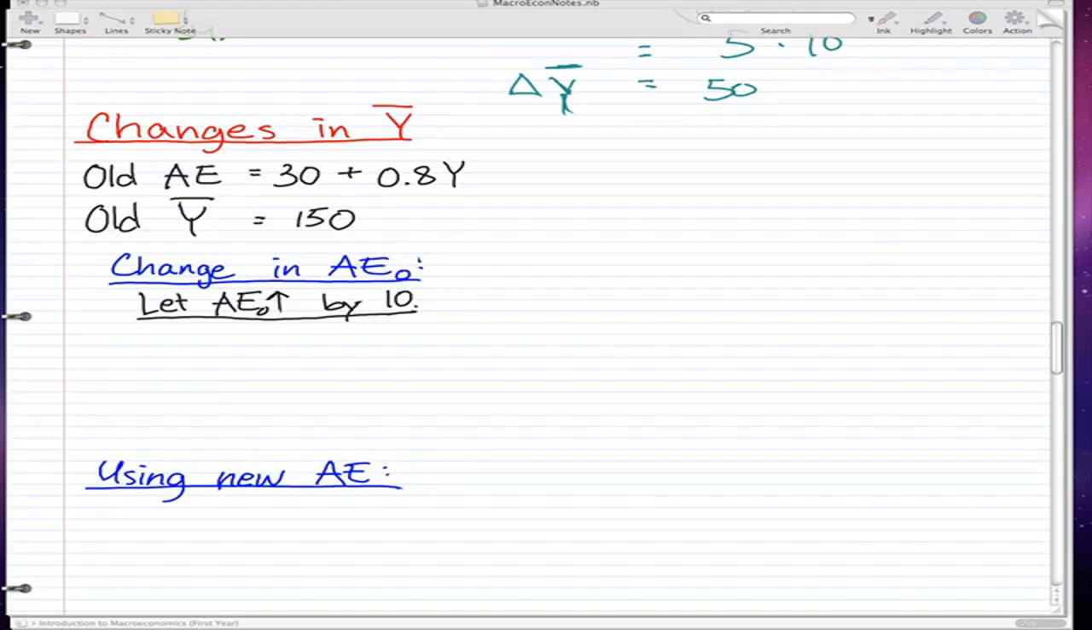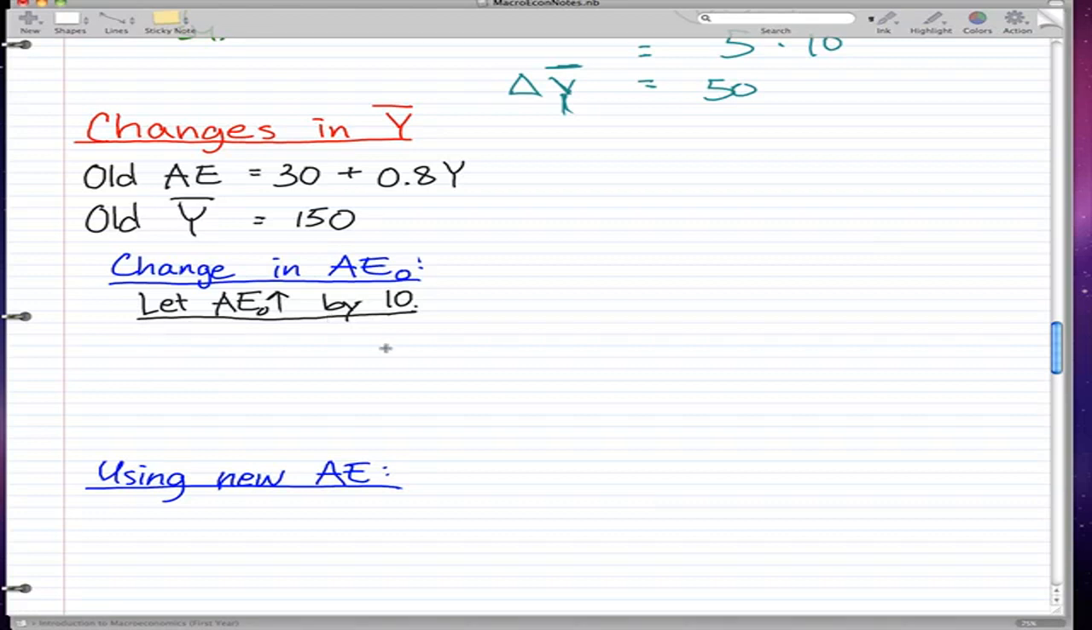So in this video, I want to focus on changes in equilibrium spending. I already have the old AE and the old Y bar here, or equilibrium spending, and they're equal to 30 plus 0.8 Y and 150. So now we're going to see what happens when there's a change in AE naught. So let autonomous expenditure increase by 10, and we'll see what happens to equilibrium spending.